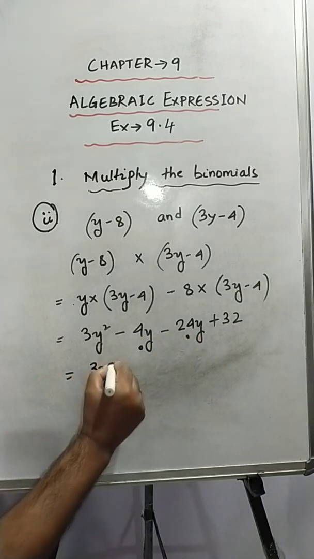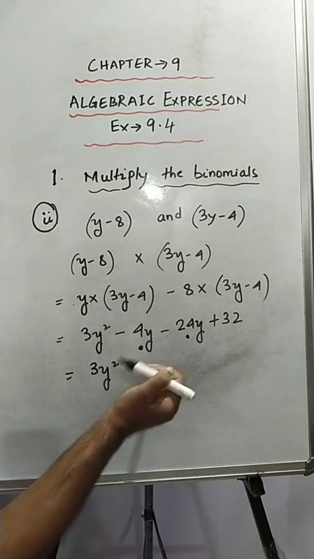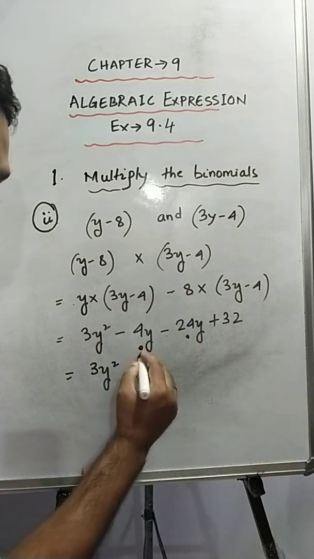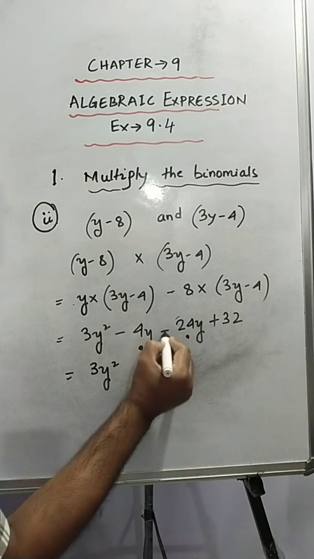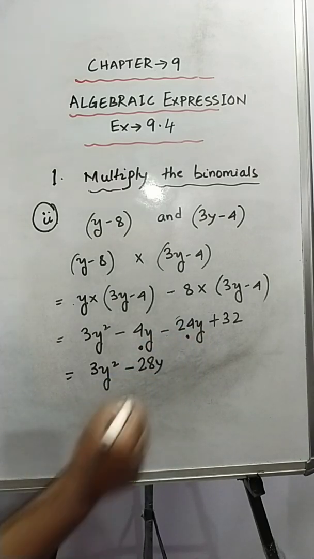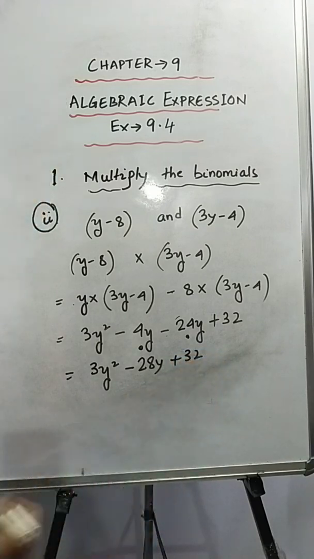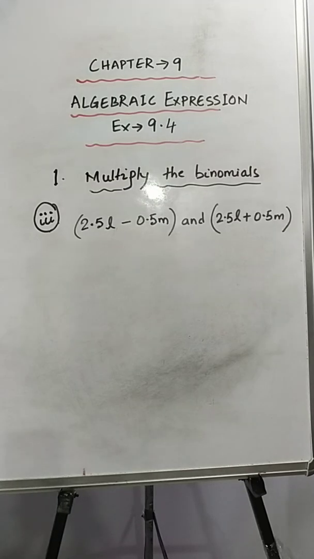So 3y square. Then minus plus is what? Plus. So 24 plus 4 is 28 y. 24 is greater and it is having a minus sign, so we'll put a minus sign here. Plus 32. So this is your required answer of sum number 2. Fine. So now let's move on to sum number 3. So this is sum number 3, students.